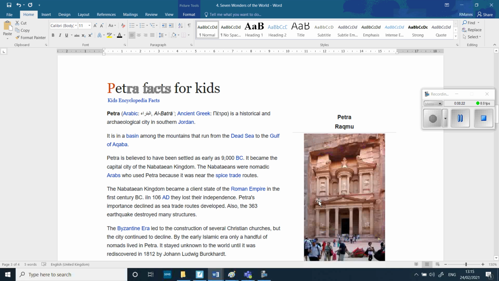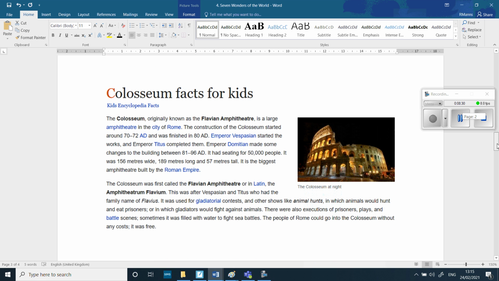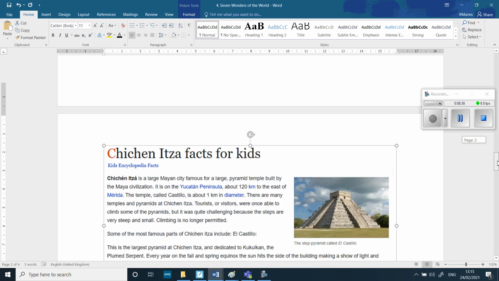I'm sure you've seen these sort of pictures before of special places. That's Petra. It's a sort of city built into the wall. An amazing place. The Colosseum in Rome, I'm sure many of you recognise that. That's another of the 7 wonders of the world.